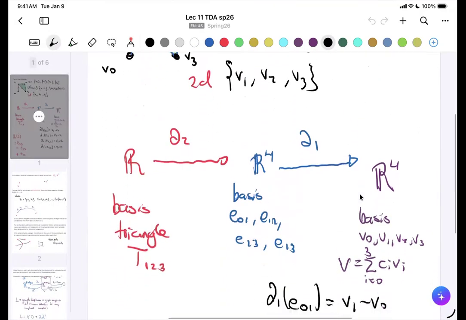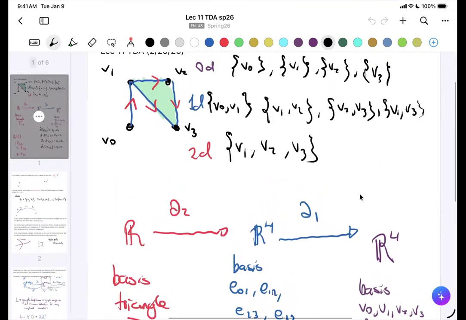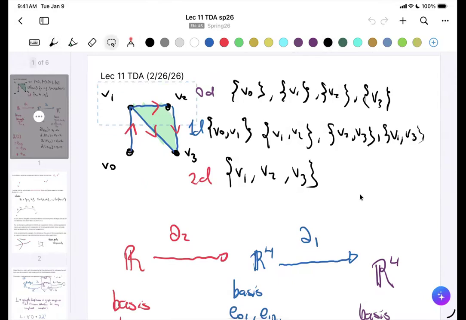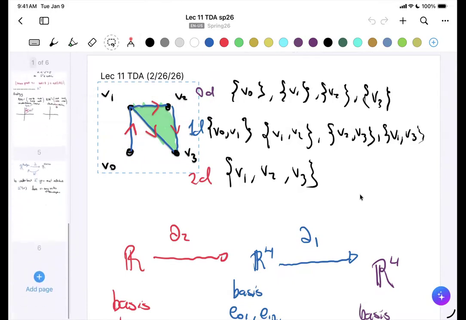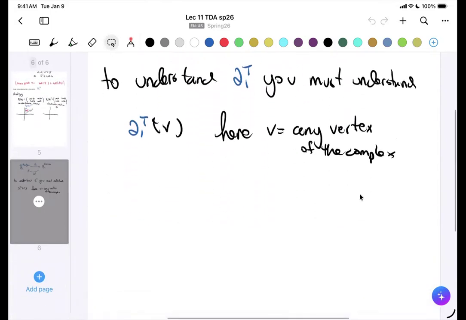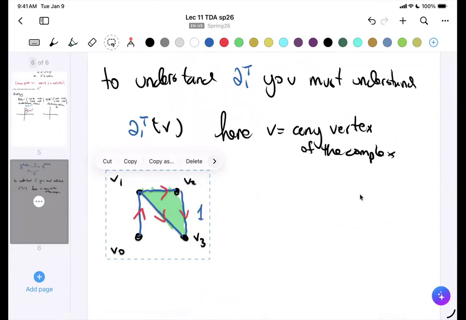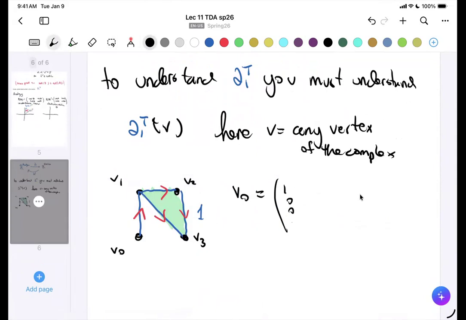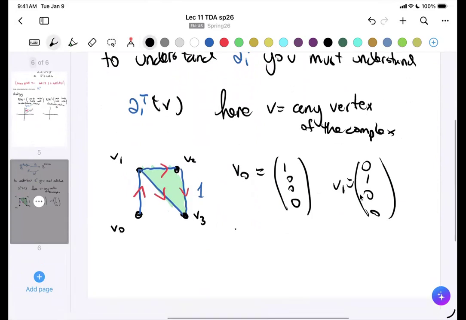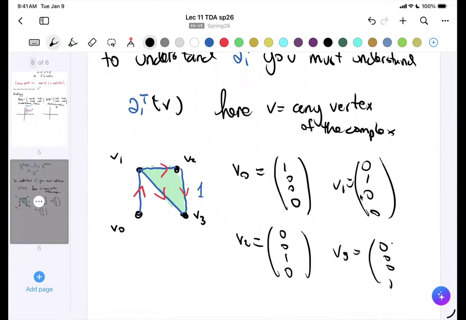For example, in this problem, you could have thought of V0. Let me copy paste it. If you wanted to work with a more concrete representation, you could have said, okay, V0 is just 1, 0, 0, 0. And V1 would be 0, 1, 0, 0. And V2 would be 0, 0, 1, 0. And V3 would be 0, 0, 0, 1.